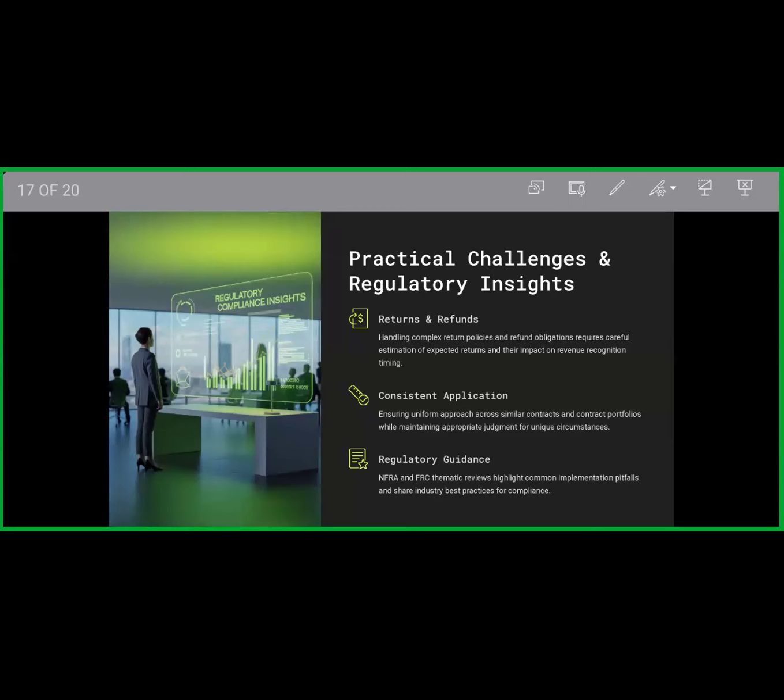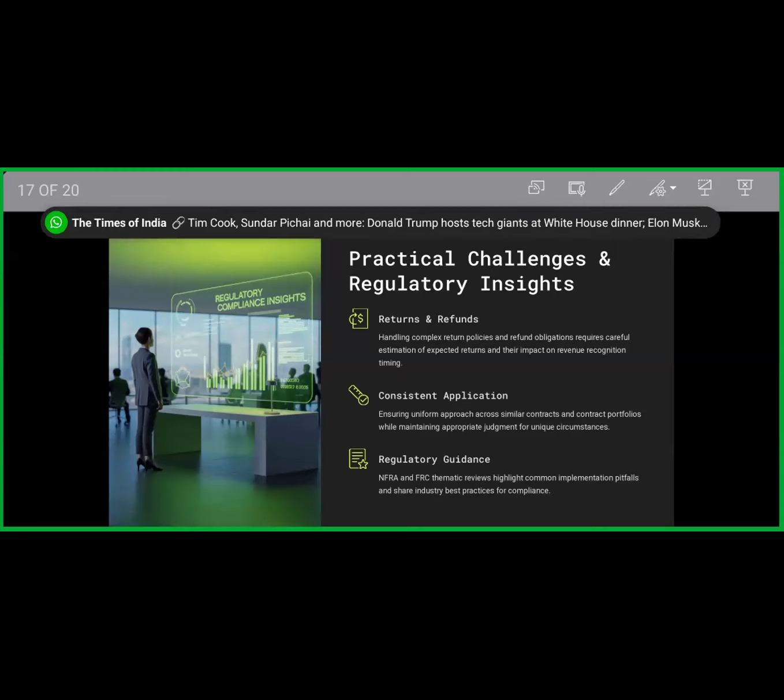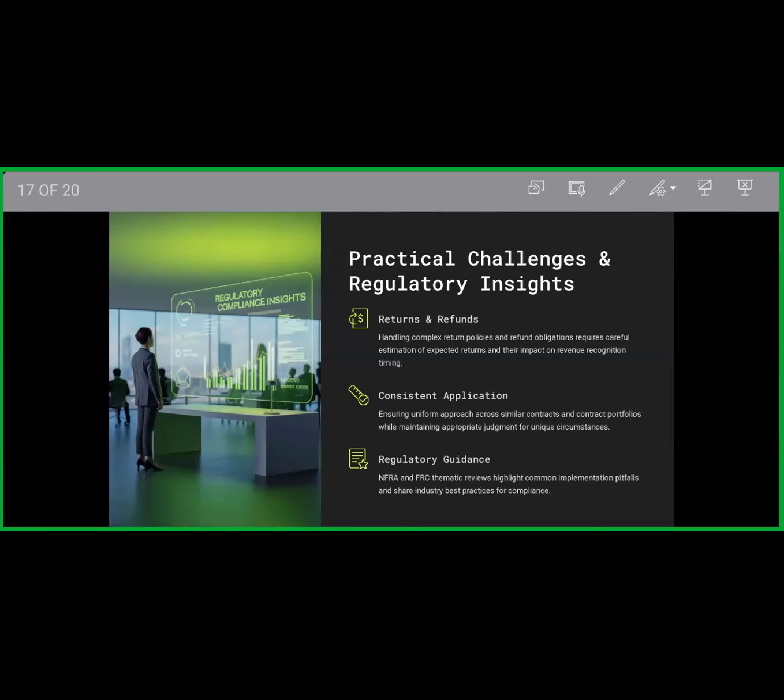So in handling these complex things, how much do we return to the customers, and at what time? We have already made the revenue entry in the financial statements. Now we need to deduct those refunds from the revenue. So this is the main challenge in AS 115 while making the entries of the revenue. The next one is consistent application, that is ensuring a uniform approach across similar contracts and contract portfolios while maintaining appropriate judgment of unique circumstances.